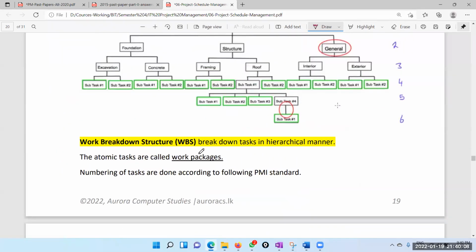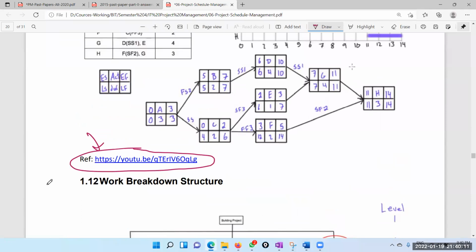So we have come up to this point and all the calculations are done now.